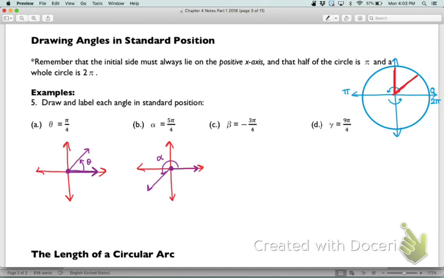So take a moment to think about C and D. So a couple of hints. C is going to go in the opposite direction because it's negative. D is going to go around the circle more than once because that's 2 and 1/4 pi. So think about what that would look like. I'm going to sketch mine so you can see.